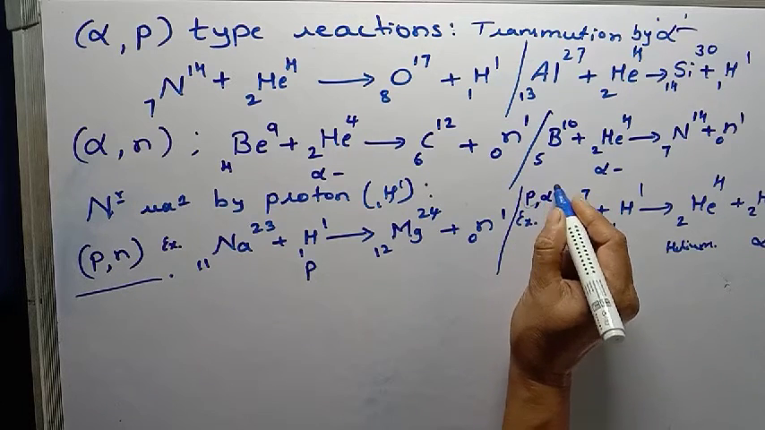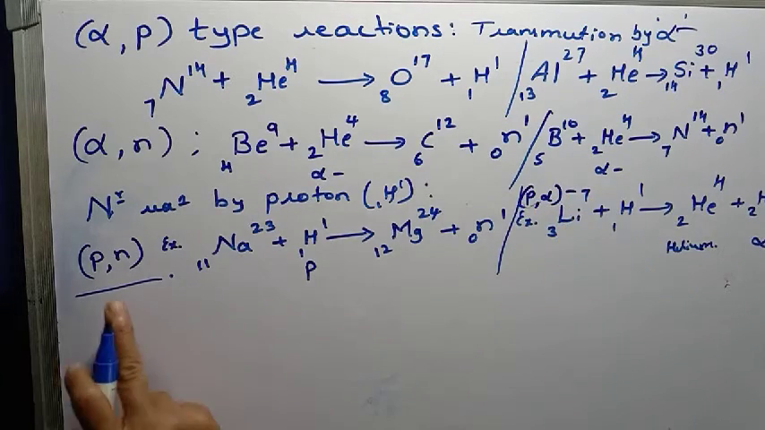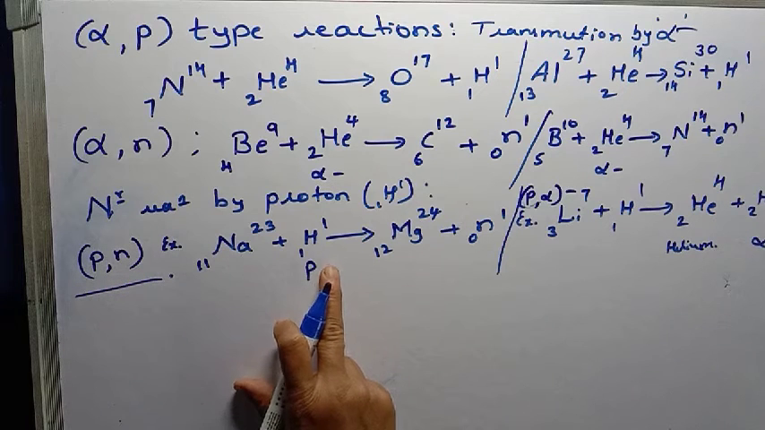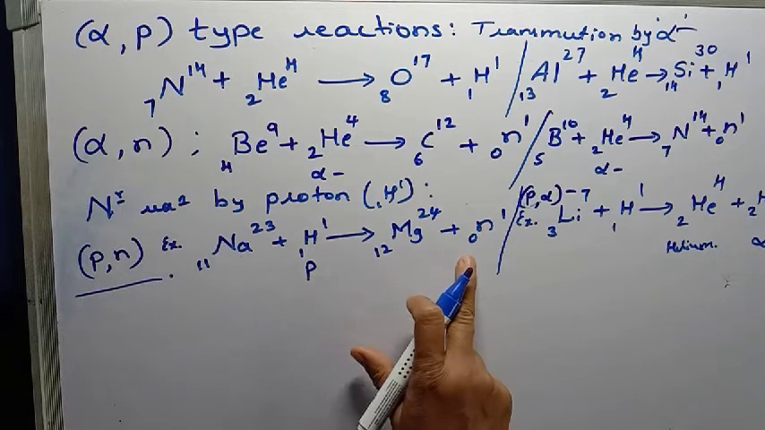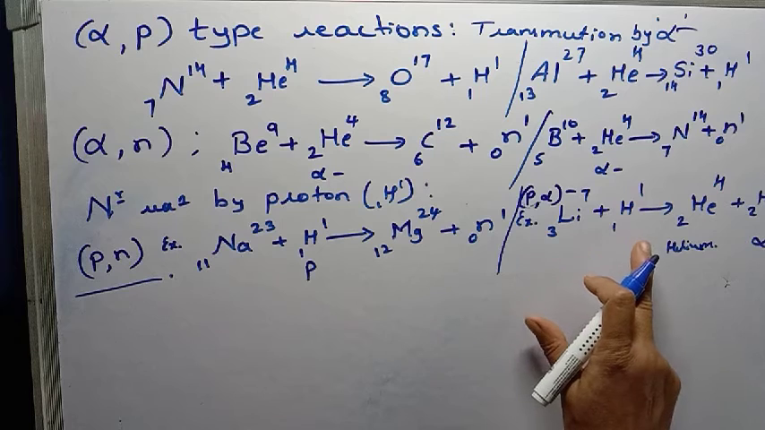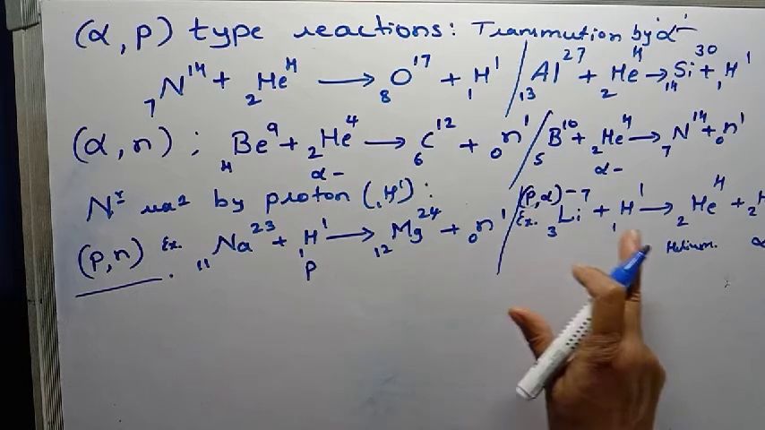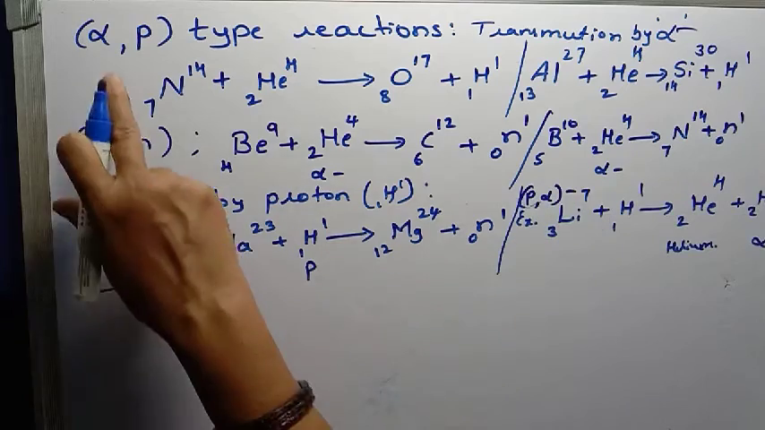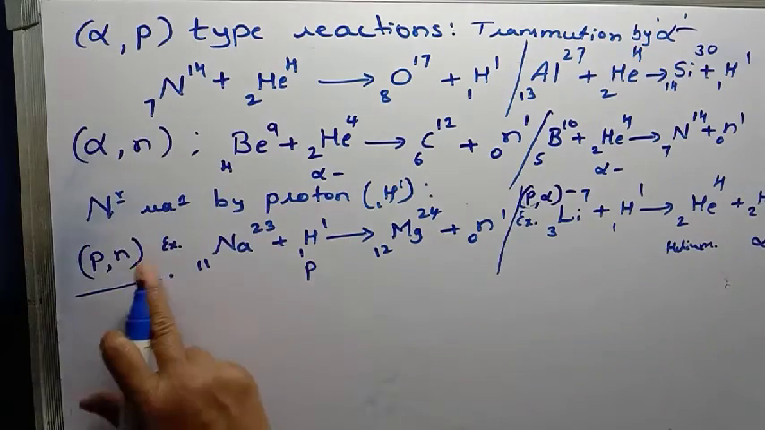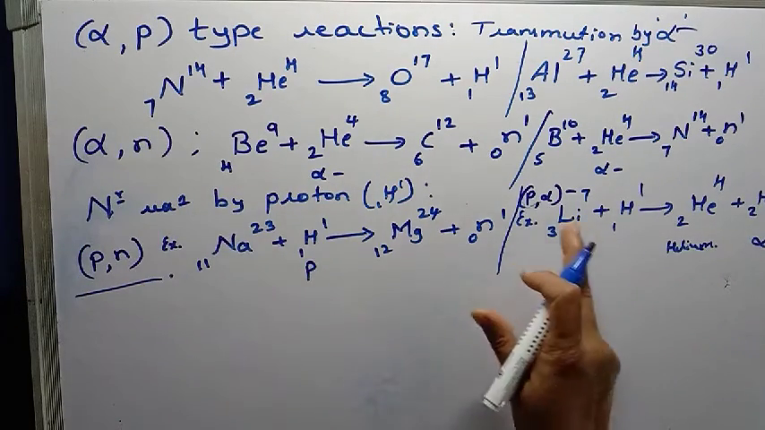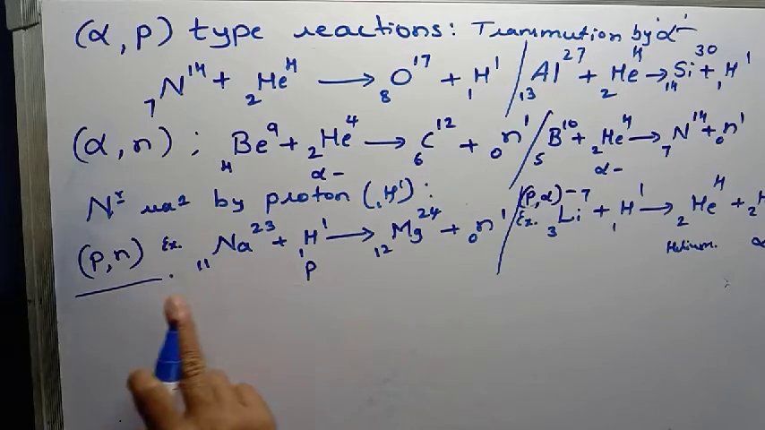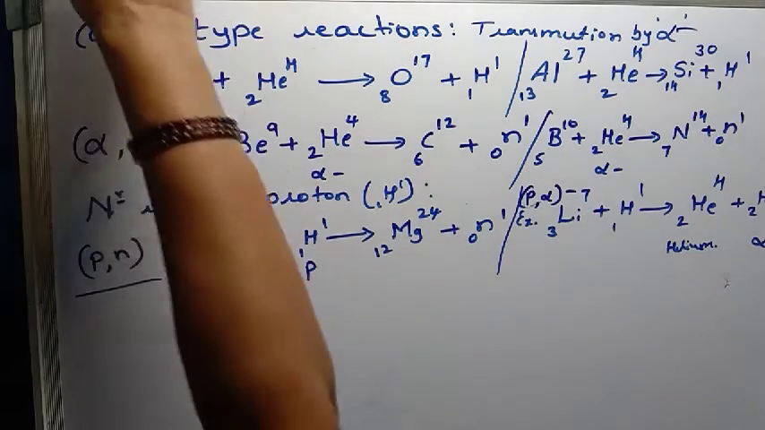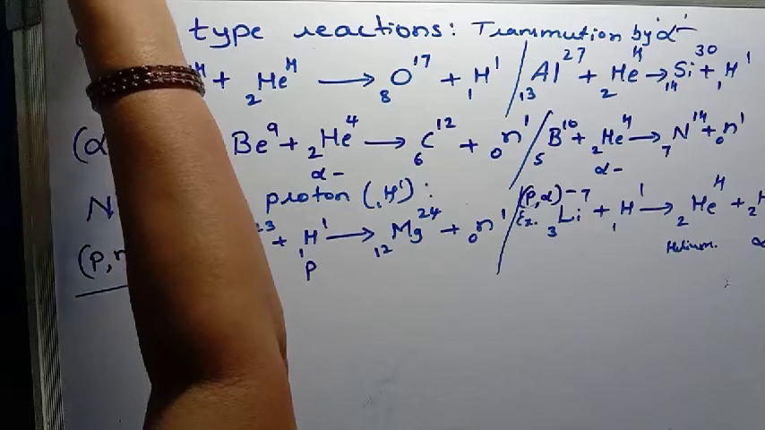Proton alpha. See here, proton neutron: proton is used as a bombarding element and neutron is liberated. Now here proton is used as a bombarding element, alpha is liberated. So this is the first type, this is the second type, this will be the third type, and this will be the fourth type: proton neutron, proton alpha particle. With this we'll move on to the next one.